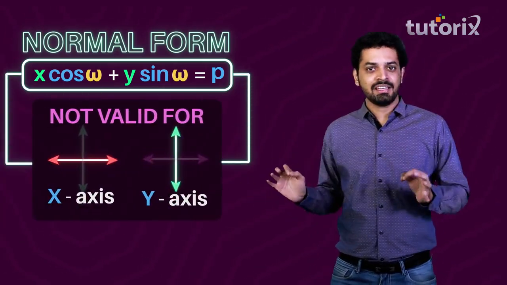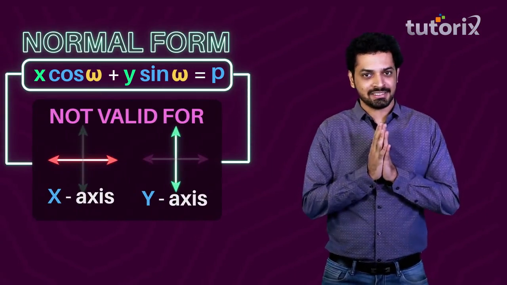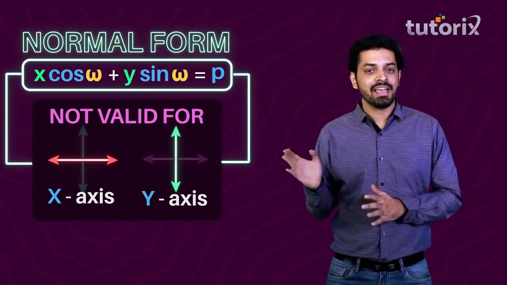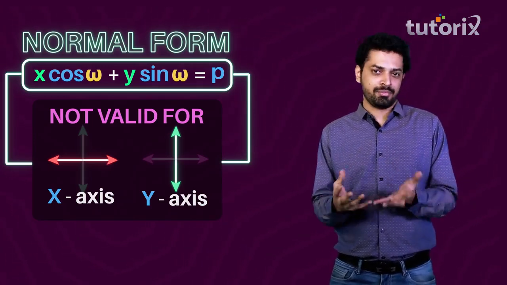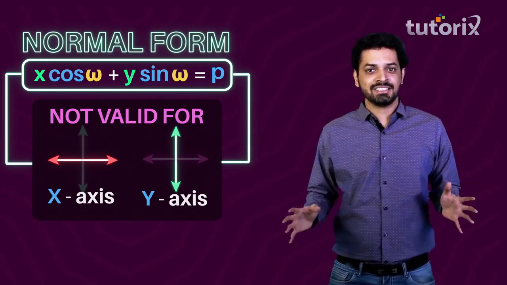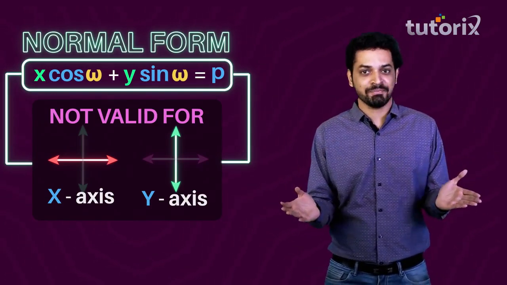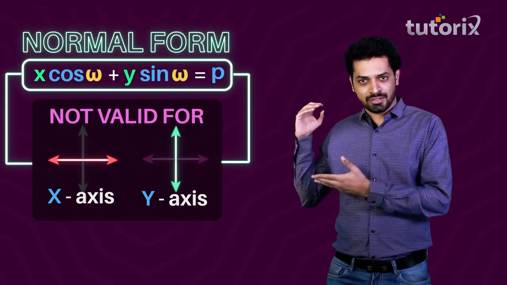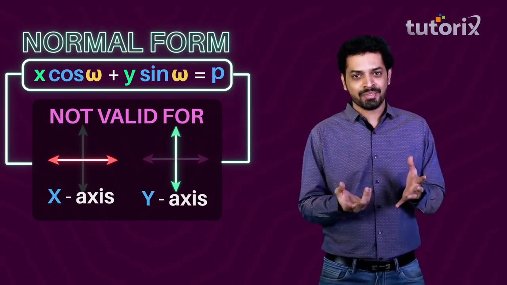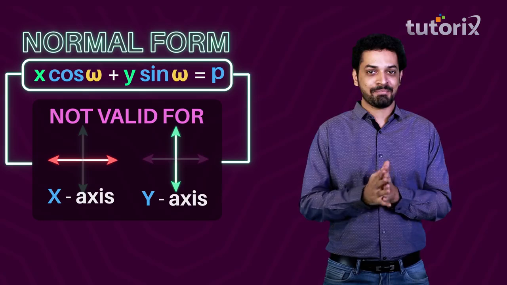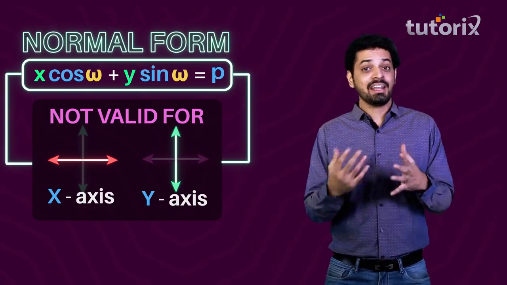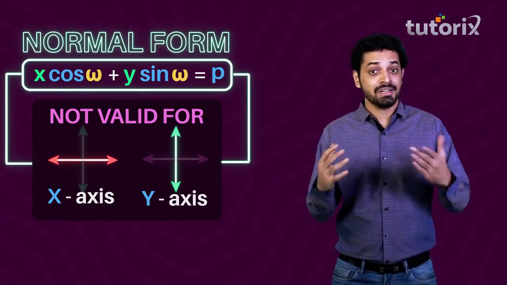Now this form of the line is not valid for two specific lines, the x-axis and the y-axis. This is because those two lines do not have a normal from the origin, and they cannot be tangents to a circle that is centered at the origin, right? And even though you can substitute P is equal to 0, this equation is still not valid for those two lines. But it's valid for all other lines, even if the lines are vertical, that is, the slopes are undefined.